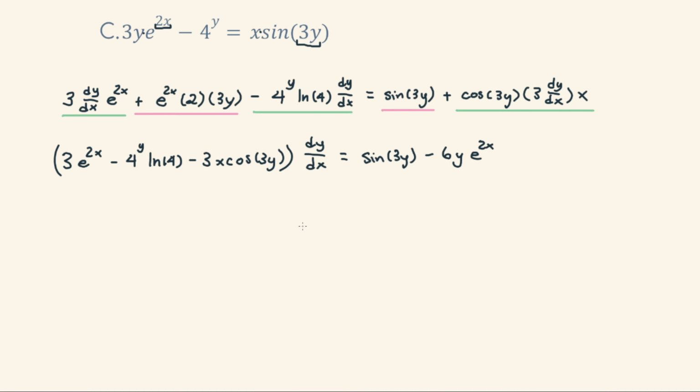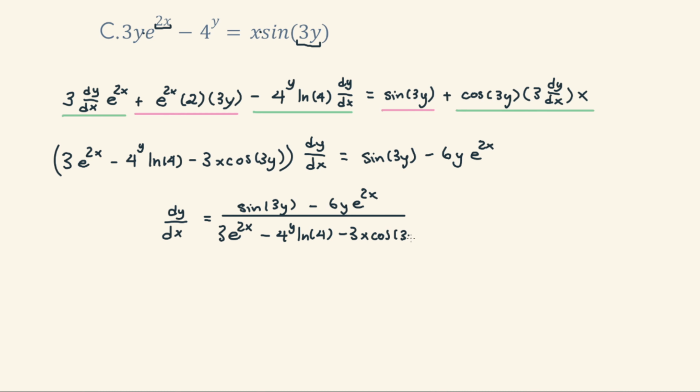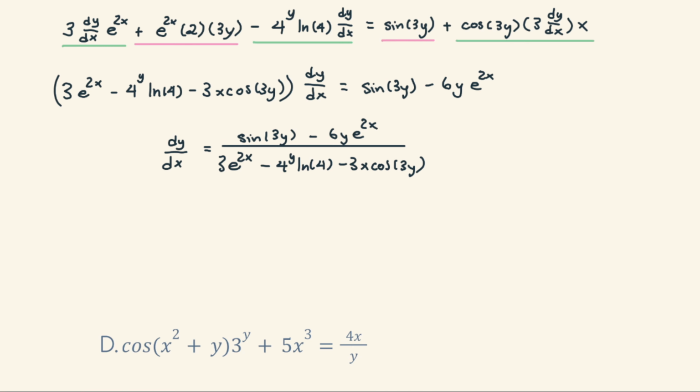Okay. And last but not least, to solve for this, we're just going to divide both sides by the bit in the brackets. Okay. So dy over dx is going to be equal to sine 3y minus 6y e to the 2x, all divided by 3 e to the 2x minus 4 to the y ln 4 minus 3x cos 3y. And that's question C. On to question D then.